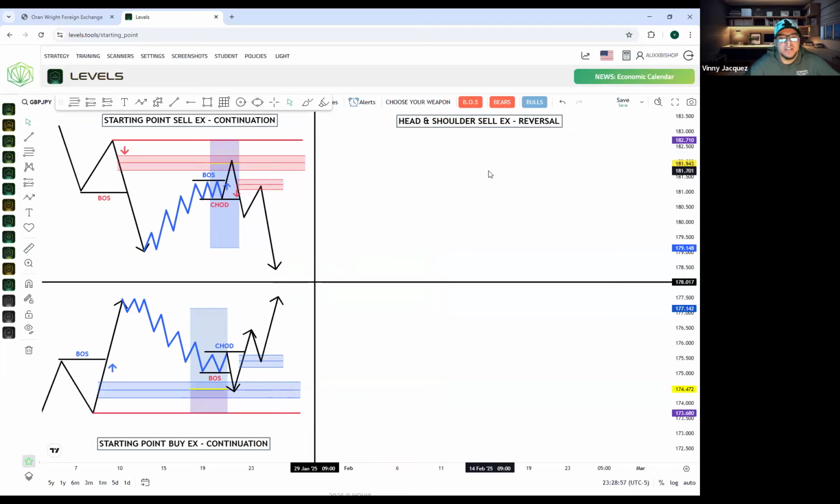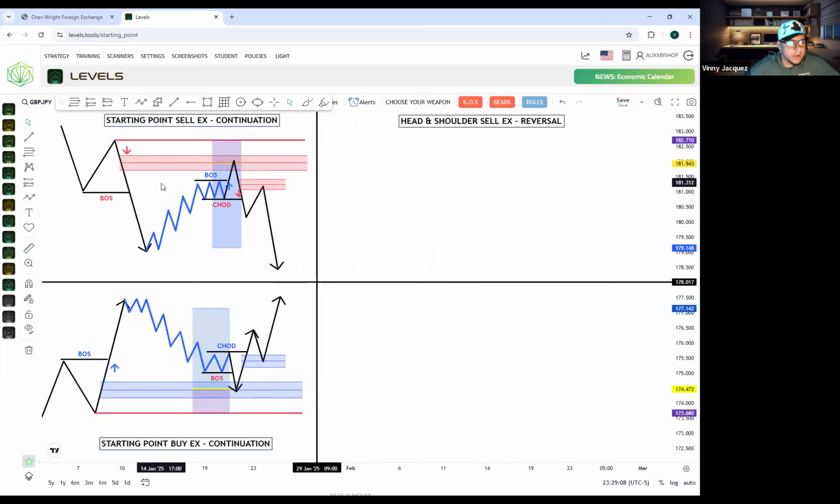Now, guys, understand that this is the same structure. Do you use a fair value gap as entry? I do not. I literally just went over my entries. Please pay attention. No, I do not trade with imbalances or gaps. Supply and demand, starting points, head and shoulders. Thank you. So, head and shoulders sell example, right?